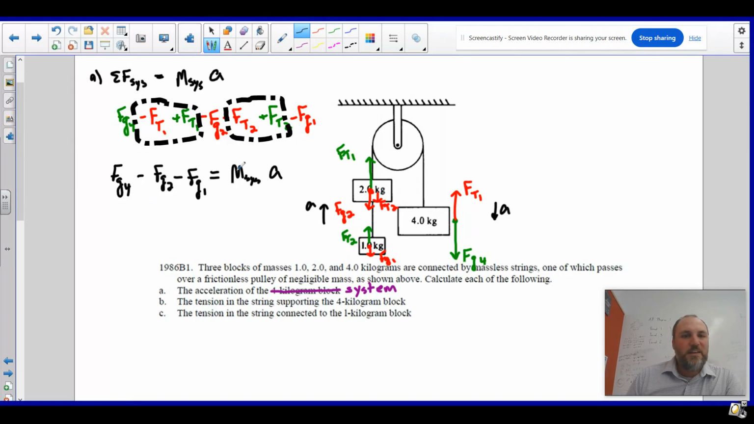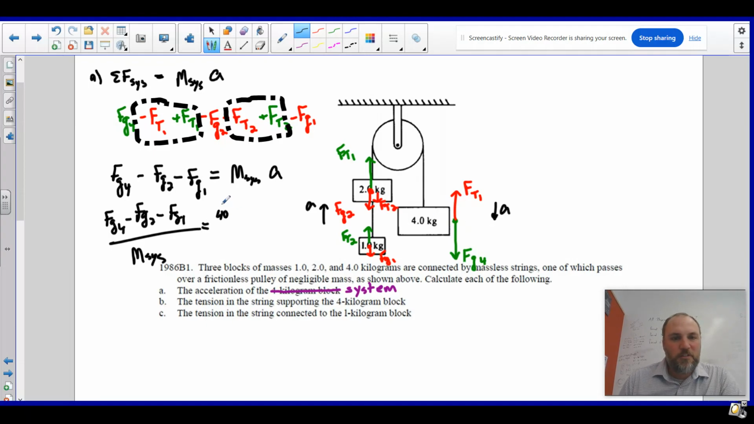So if I want the acceleration, I'm going to do FG4 minus FG2 minus FG1 divided by the mass of the entire system. For a 4 kilogram object, that's a weight of 40 newtons. A 2 kilogram object is a weight of 20, and a 1 kilogram is a weight of 10 newtons, all divided by the mass of the system. So 4 plus 2 plus 1, or 7 kilograms.